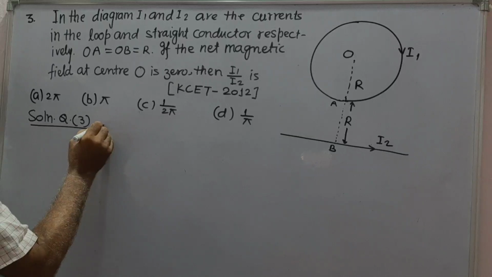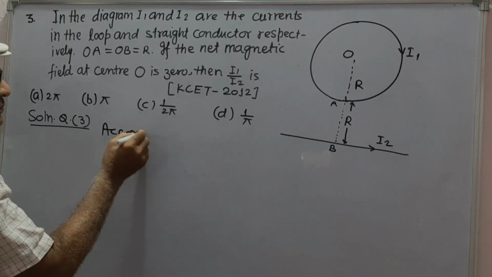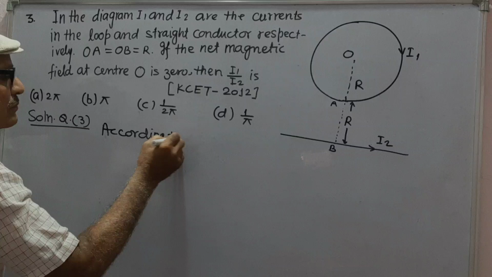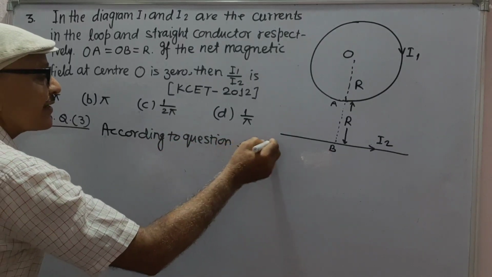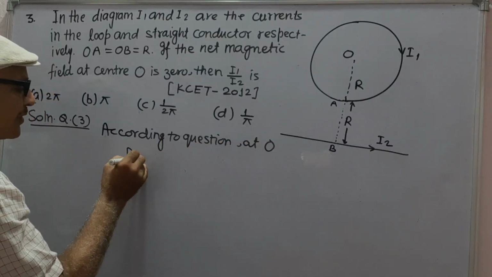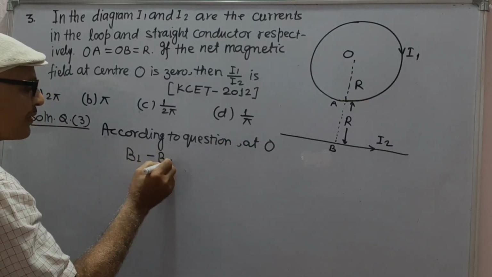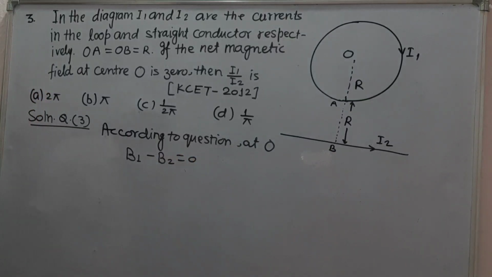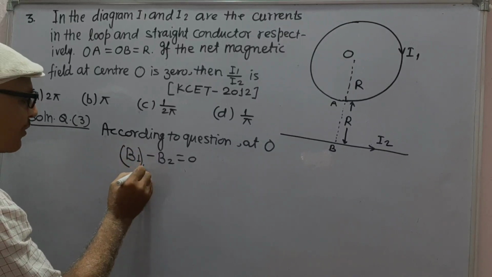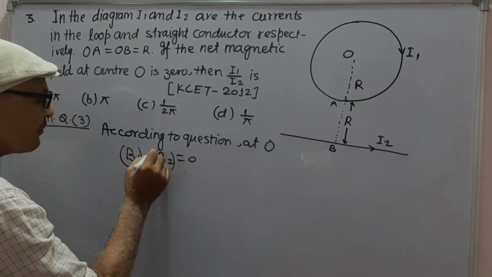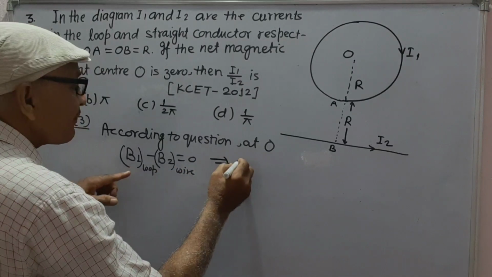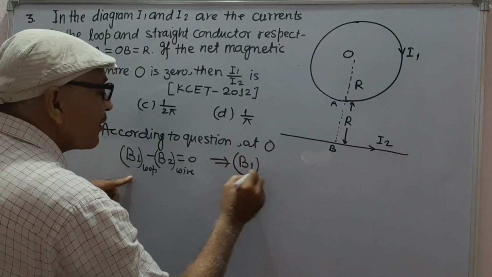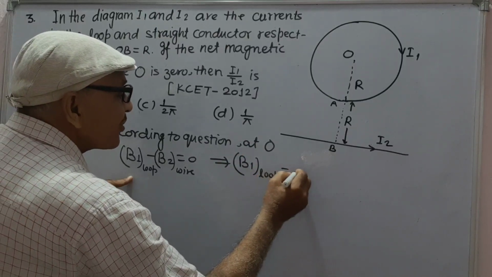Now, according to the question, at center O, B1 minus B2 is 0, where B1 is the magnetic field due to the loop, and B2 is the magnetic field due to the wire. This means that B1 (loop) is equal to B2 (wire).